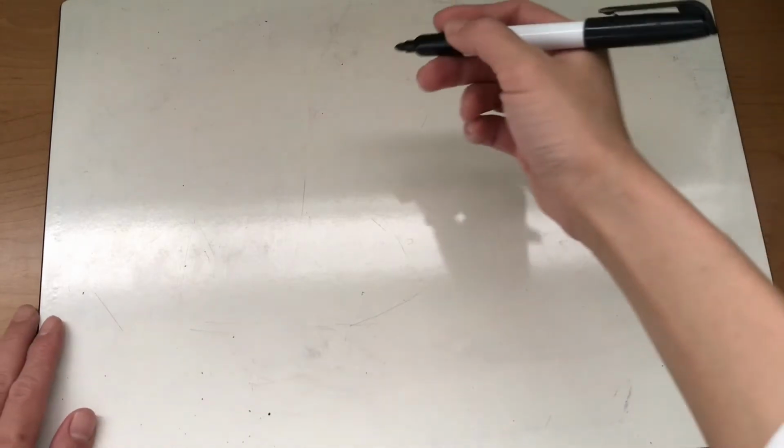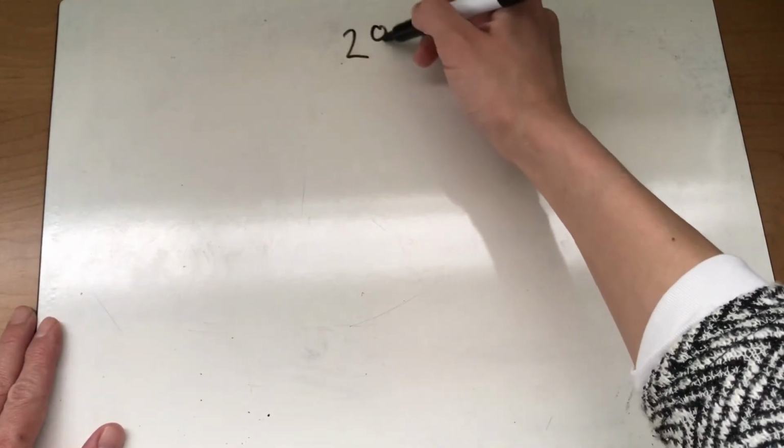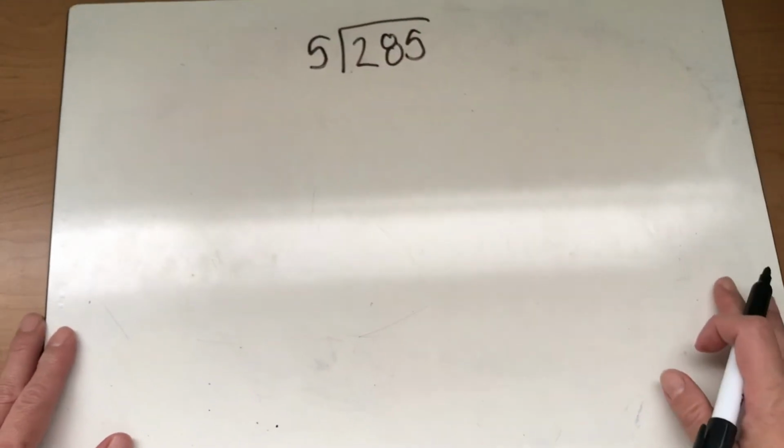Okay, so let's jump into some examples. I'm going to be showing you two methods. The first method is our traditional division method, and then I'm also going to show you the partial quotients method. Our first example is going to be 285 divided by 5.